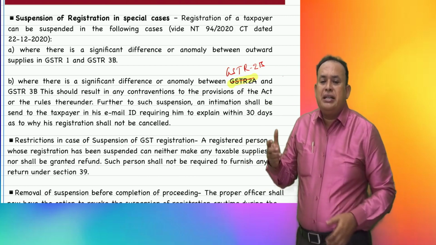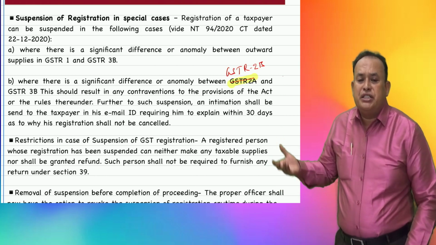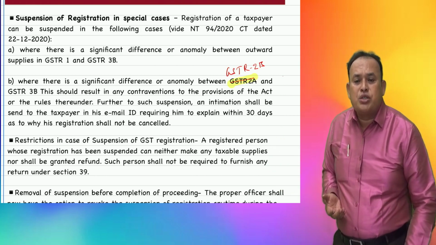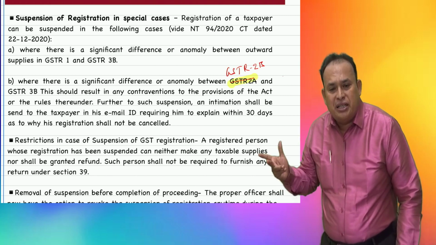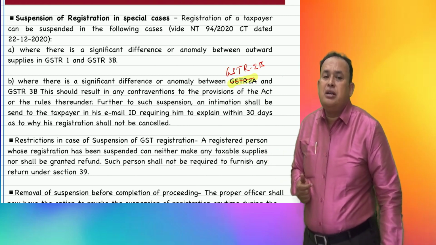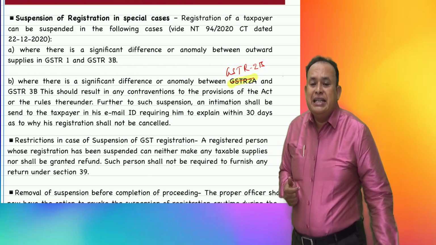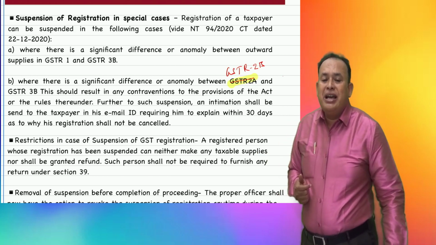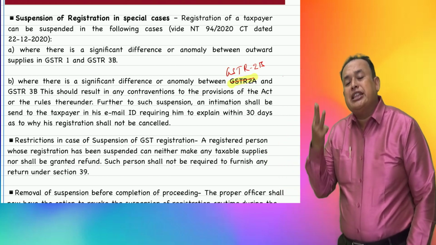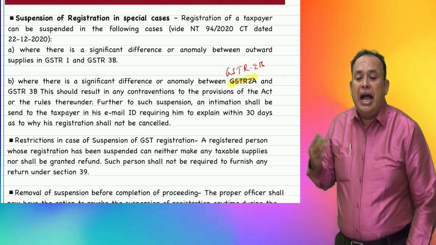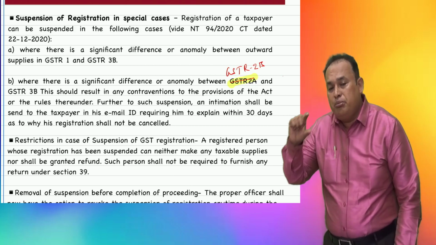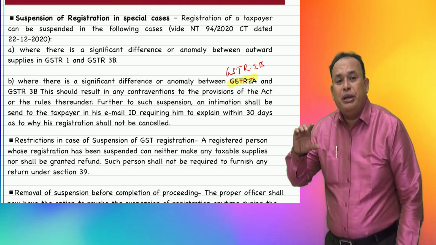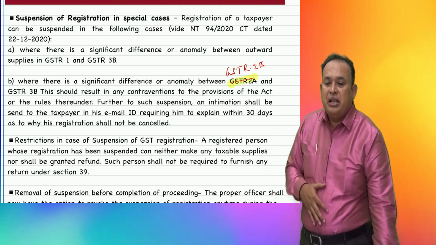This should result in any contraventions to the provisions of the Act or rules made thereunder. Further, to such suspension, an intimation shall be sent to the taxpayer at his email ID, requiring him to explain within 30 days why his registration shall not be cancelled. Such an opportunity of being heard will be given in the given case.